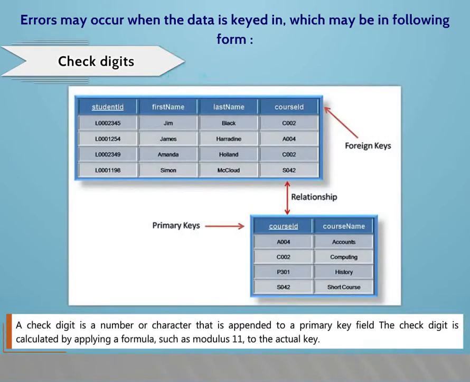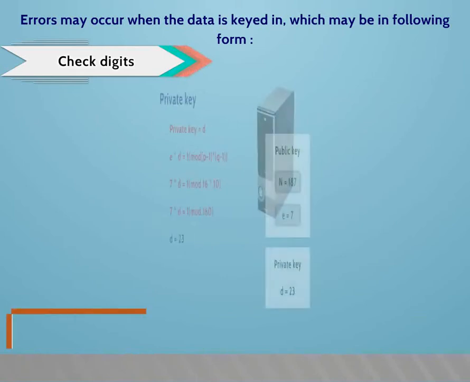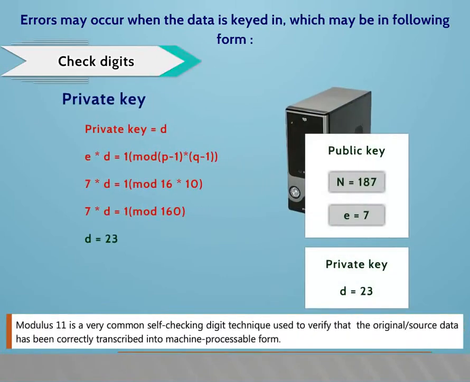A check digit is a number or character that is appended to a primary key field. The check digit is calculated by applying a formula such as modulus 11 to the actual key. Modulus 11 is a very common self-checking digit technique used to verify that the original or source data has been correctly transcribed into machine processable form.